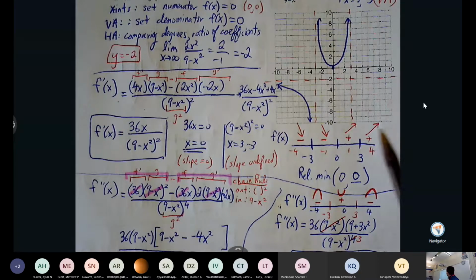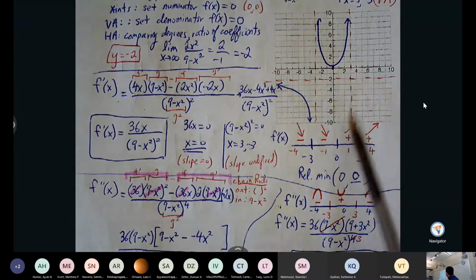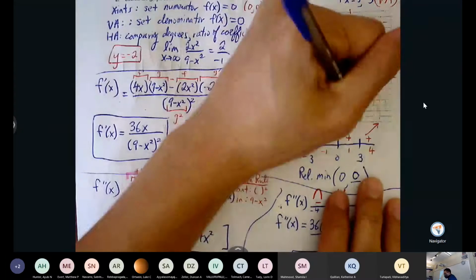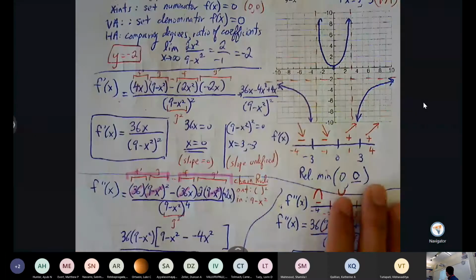Okay. On the right side, we want positive slope, we want concave down, so the only way we can get positive slope concave down is if the graph looks like this. The only place that's going to fit alongside our asymptotes is if the graph looks something like this. Okay.